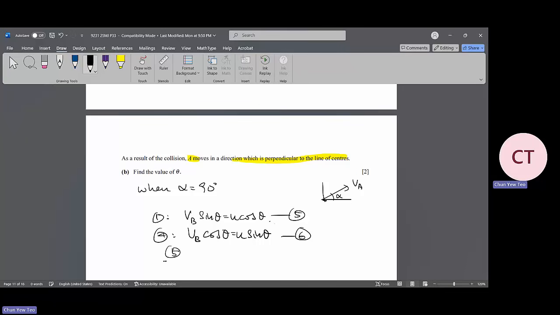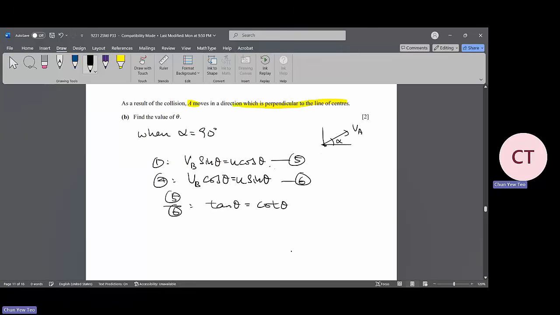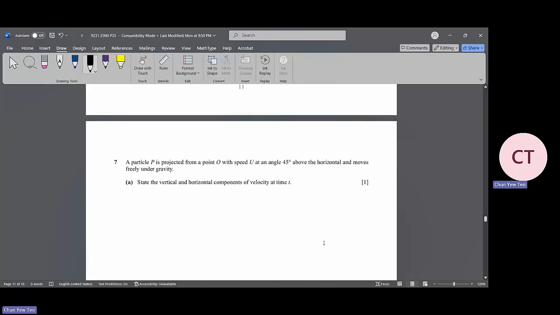That will be equation 5 and equation 6. Take 5 divided by 6. You have tan theta equals cot theta, which means that tan squared theta is equal to 1. That means tan theta is equal to 1. Tan theta is positive, so therefore theta is pi over 4, 45 degrees. So this is the answer for question number 6B. Done. Now we move on to question number 7.